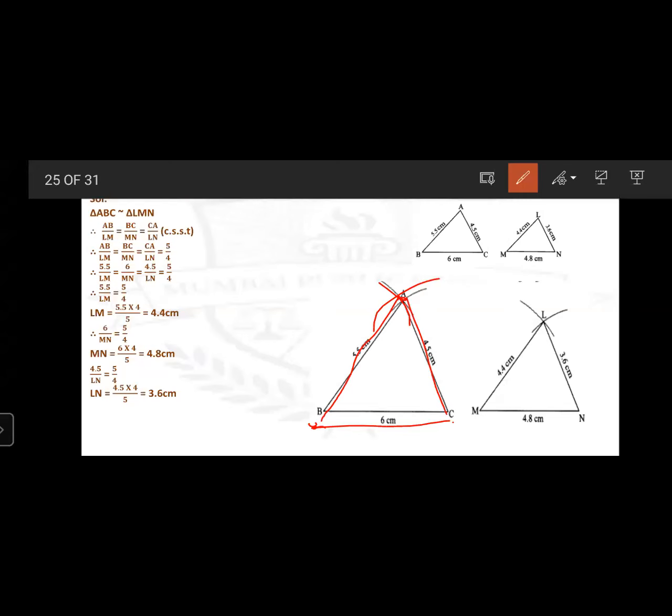Then in the second similar triangle, first we draw the line segment of 4.8, name it as MN. And from M, mark the arc of 4.4, and from N, 3.6. We get the point, name it as L, and join that L to M and L to N. So in this way, we construct the two similar triangles. Okay. So this question is of 3 marks. Now here question number 3, B, finish.